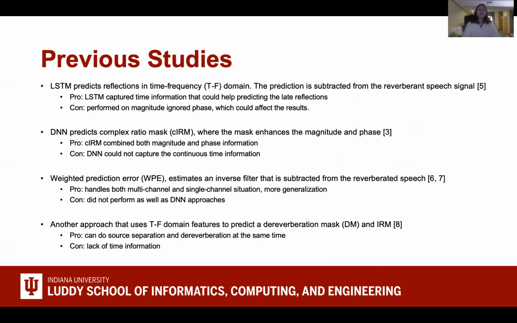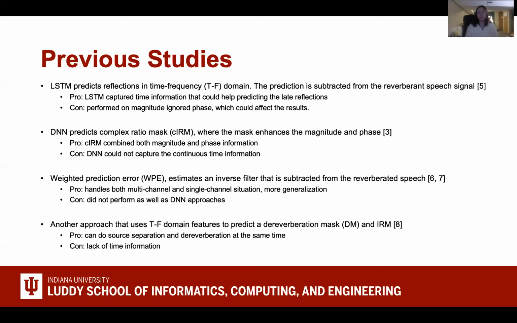For the previous studies, an LSTM predicts the reflections in the time frequency domain, and the prediction is subtracted from the reverberant speech signal. The LSTM can capture time information that could help predict the late reflections. But it operated on the magnitude, so it ignored the phase information, which could affect the results. And a DNN predicts the complex ratio mask, which enhances the magnitude and phase. The complex ratio mask combines both the magnitude and phase information, but the DNN could not capture the continuous time information.